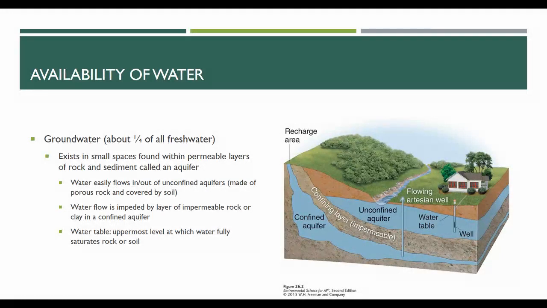Unconfined aquifers are made of porous rock and covered by soil, so water can easily flow in and out. With a confined aquifer, the water flow is going to be impeded by a layer of impermeable rock or clay. Then we'll talk about the water table some, that's just the uppermost level at which water fully saturates rock or soil. So in figure 26.2, you can see an example of where the water table is and an example of an unconfined and confined aquifer.